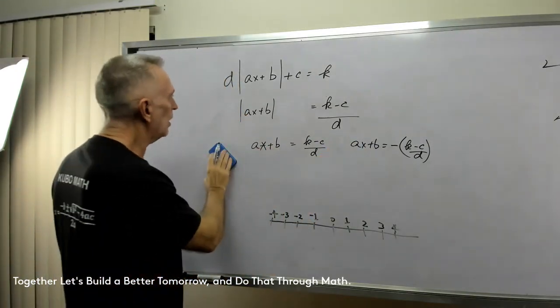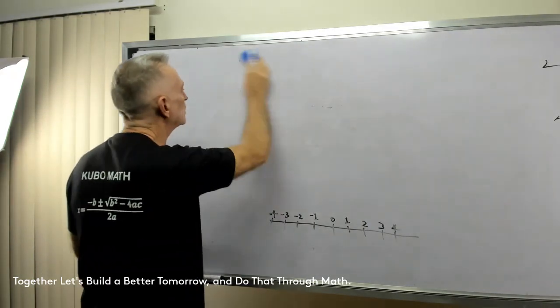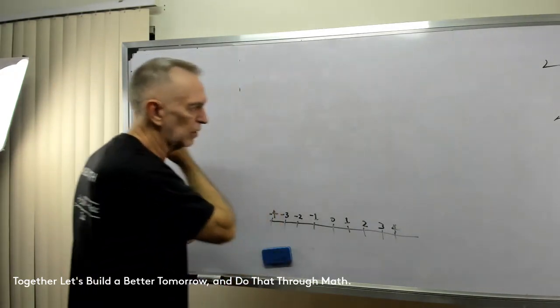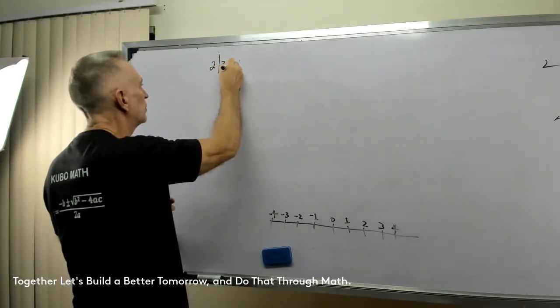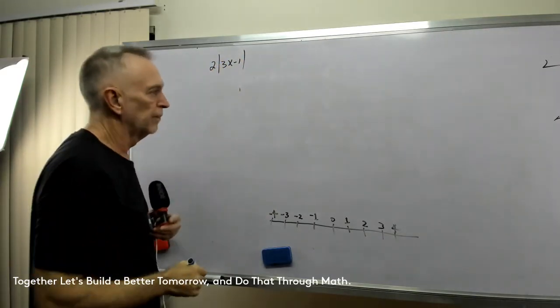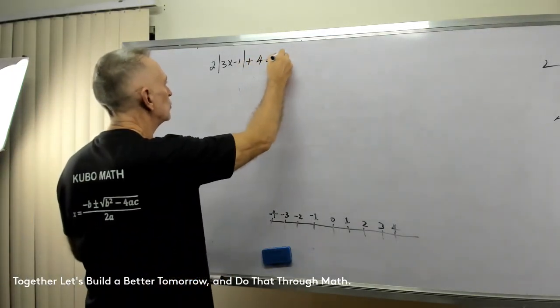So we have a problem that has that very same scenario. So let's see what we can do with it. We have 2 times the absolute value of 3x minus 1 plus 4 equals 12.